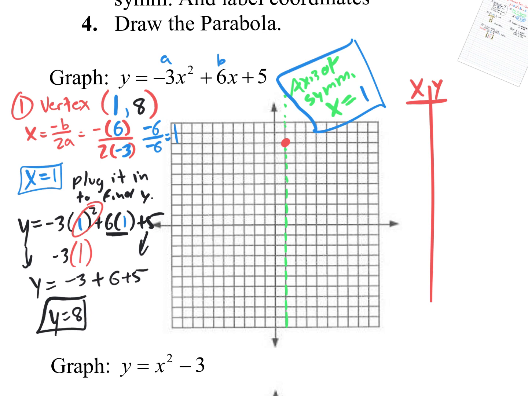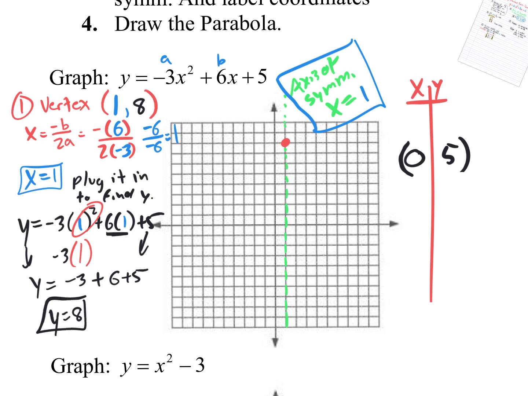Anyway, now when I find another point, I'll be able to reflect it over this axis of symmetry, which will actually give us 2 coordinates instead of 1. So you guys mentioned an easy number to plug in. What would it be? 0 is the easiest one to plug in. 0 squared is 0. -3 times 0 is 0. And 6 times 0 is 0. And 0 plus 0 is 0. But 0 plus 5 is what? 5. So we end up with the coordinate 0, 5.